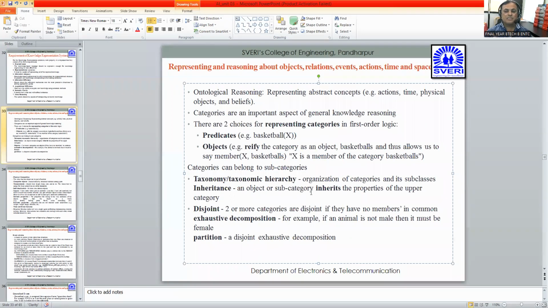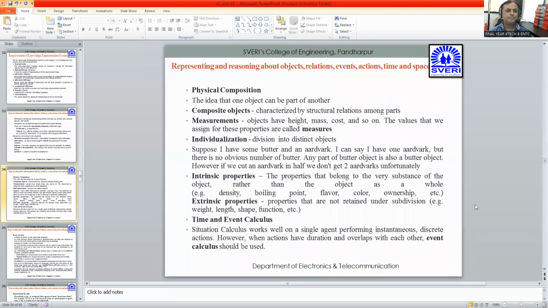See, these are the concepts that come under representation and reasoning about objects, relations, events, actions, times, and space. So all these things are related with each other. One by one, we'll be seeing about these events, objects, and the relationships between them.